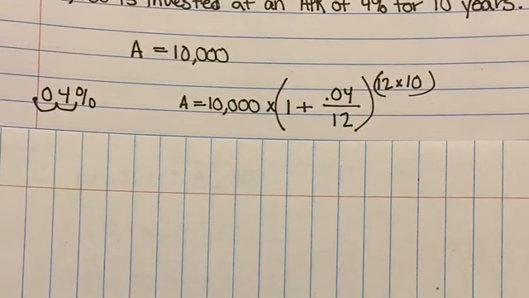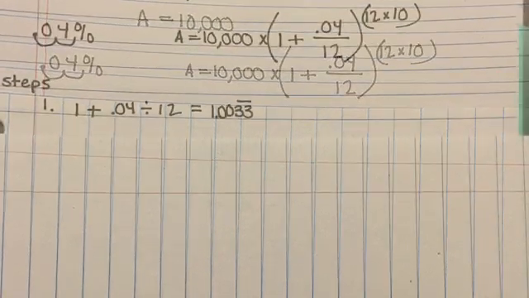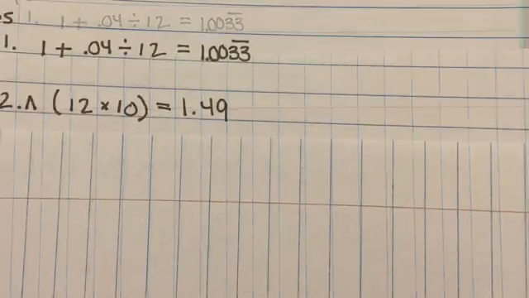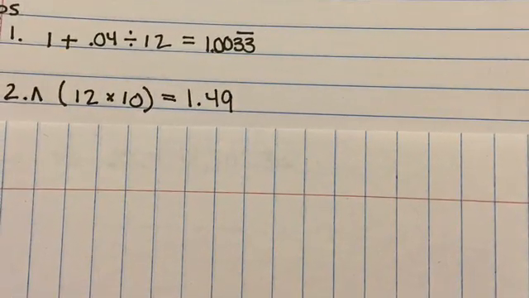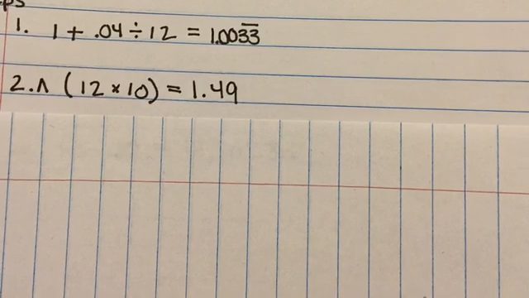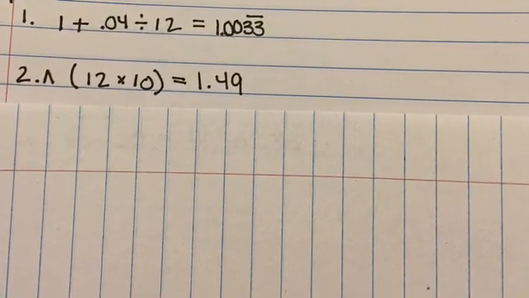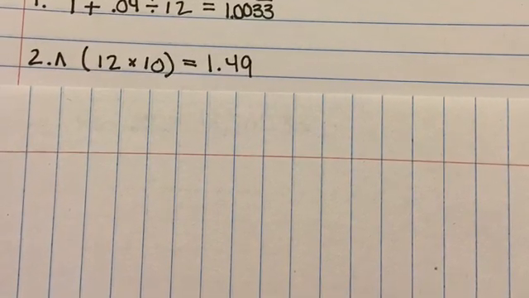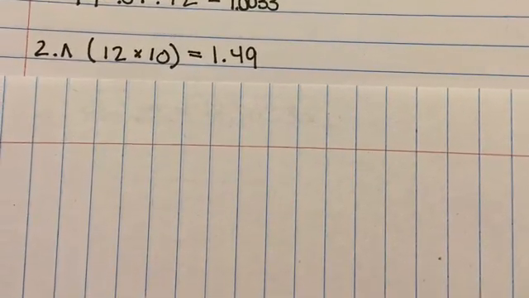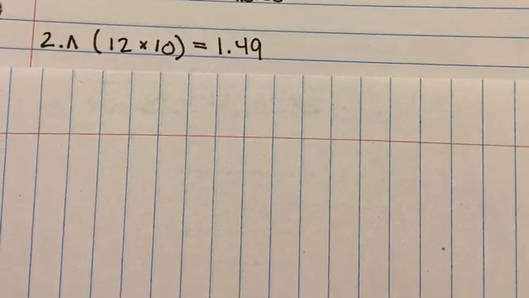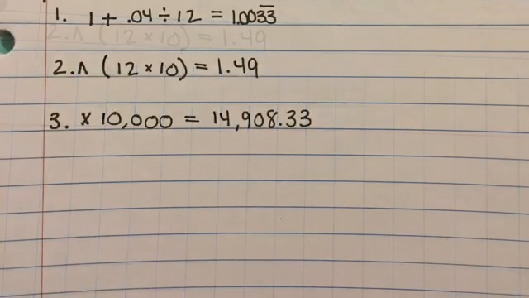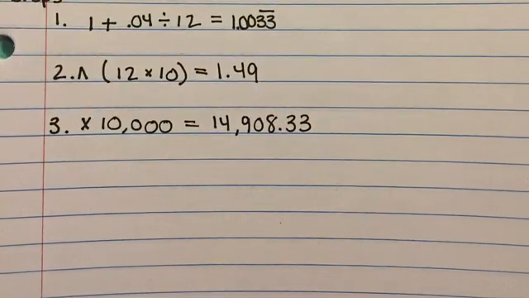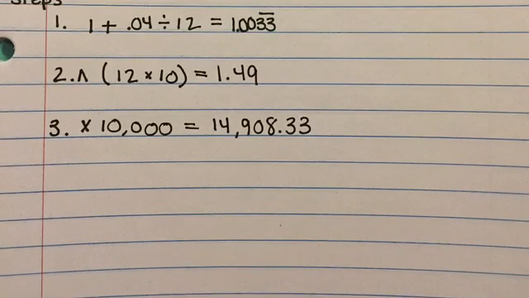0.04 divided by 12 equals 0.0033, plus 1 equals 1.003. To the exponent of 12 times 10 equals 1.49. 1.49 times 10,000 equals $14,908.33.